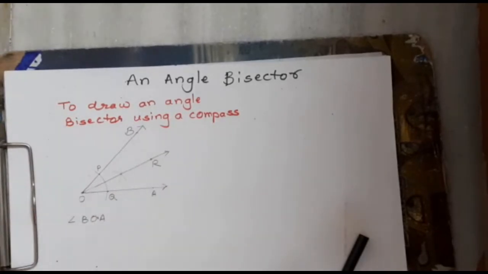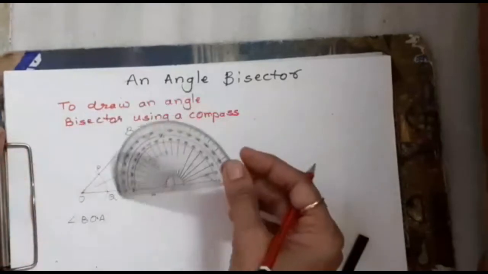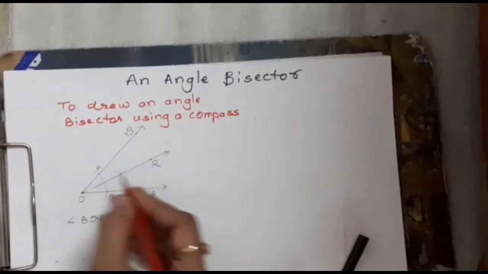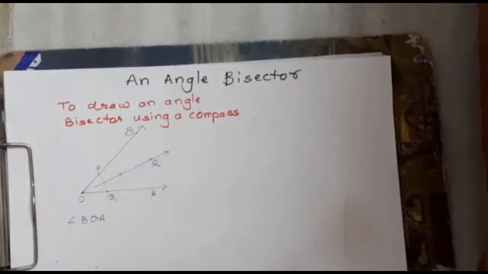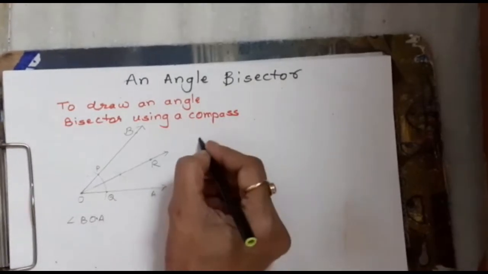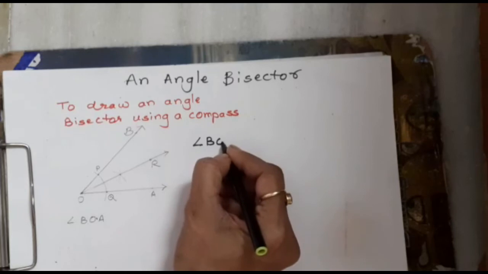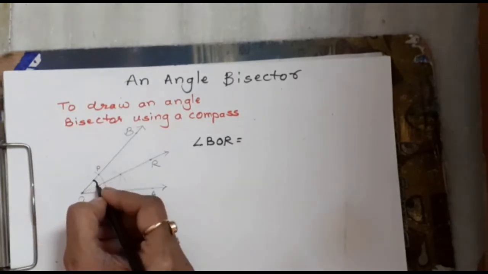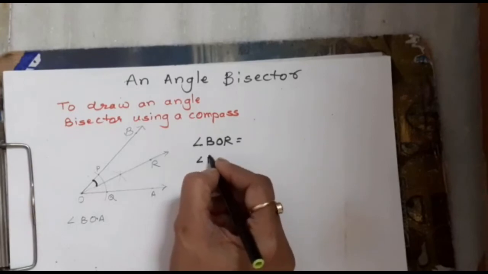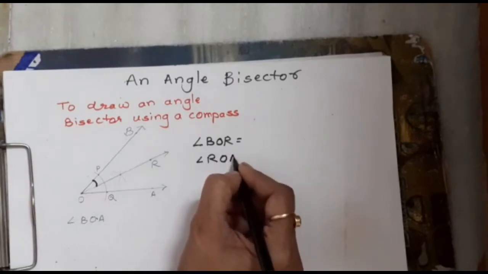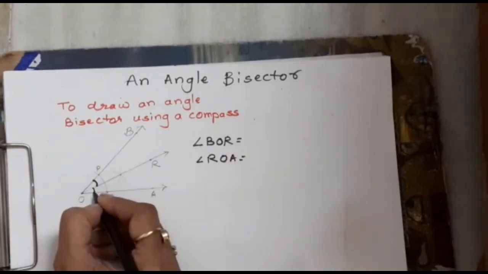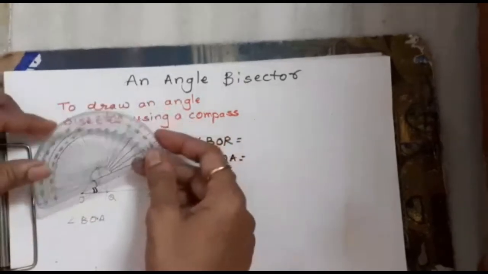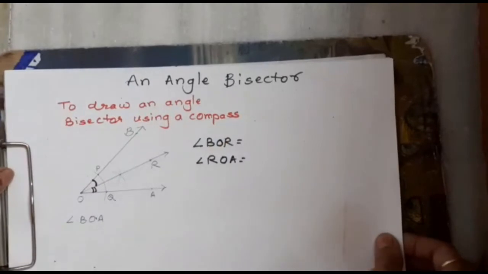Now with the help of protractor, measure angle. Now here we are getting two angles, that is angle BOR and second angle ROA, right? Now we will measure this angle and find out whether they are same or not.